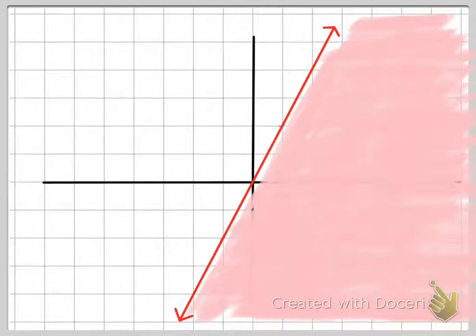We need to identify the y-intercept. So where does the graph cross the y-axis? Yeah, right here at the origin. So our y-intercept is 0. Okay, what's the slope? So from here I'm going to go up 1, going up 1, 2. So up 2, which is a positive 2, and over to the right 1. So that's a positive 1.